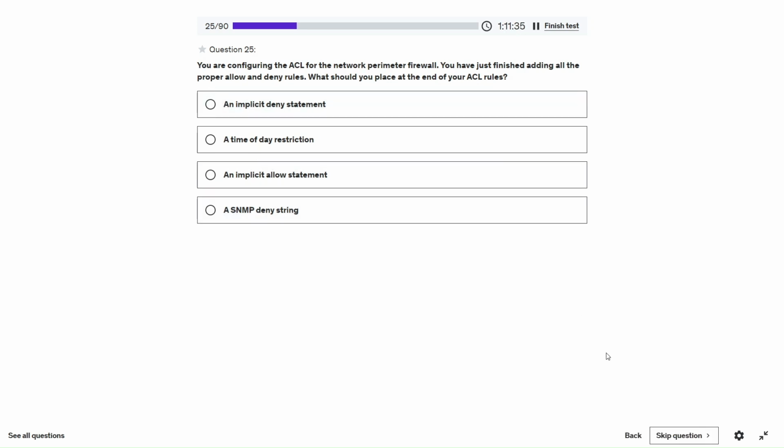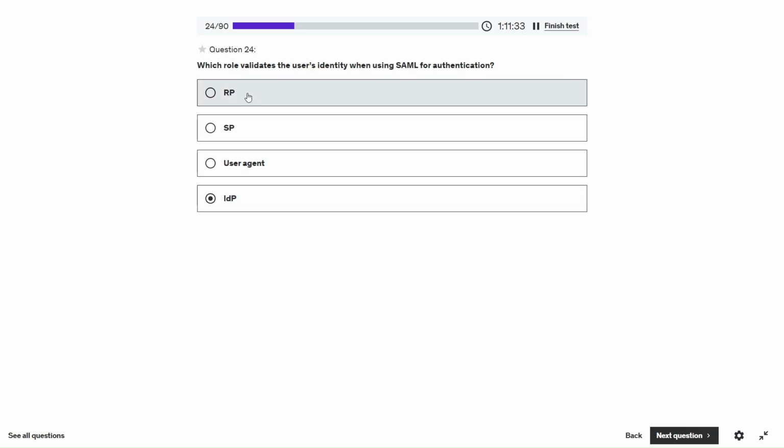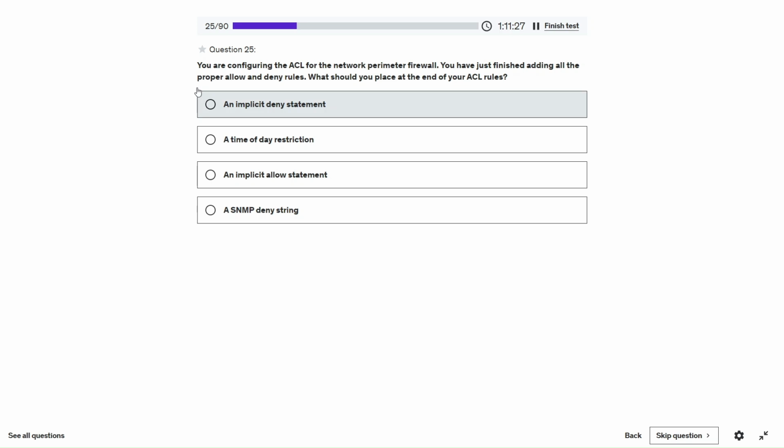Maybe. What are the other options? RP is a different one. SP is a different one. User agent is one. Identity provider. Only the identity provider is the right answer for SAML authentication.